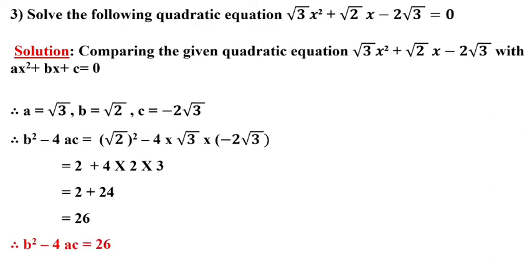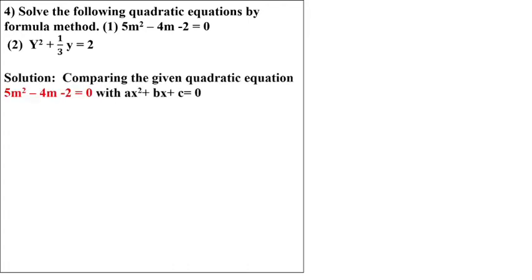Okay. Now children, we'll solve question number 4. Solve the following quadratic equation by formula method. The first one is given: 5m square minus 4m minus 2 equal to 0. So children, here two questions are given. First we will solve the first one.